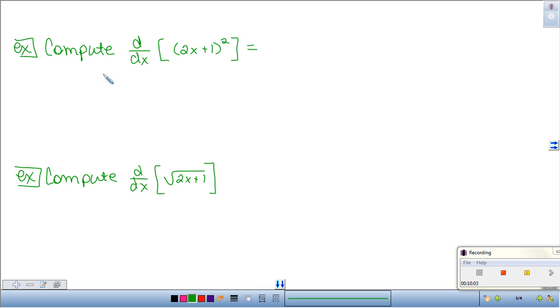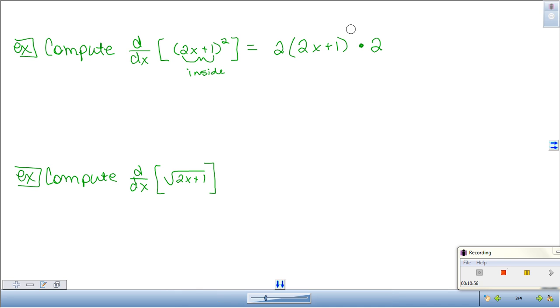Okay, so compute the derivative like normal. So this looks like the power rule. So move the 2 out in front and reduce the exponent by 1. Now, 2x plus 1 is the function inside of the other function. So I've got to multiply by the derivative of the inside. So I need to multiply by the derivative of this part. This is the inside. So the derivative of 2x plus 1 is just 2.